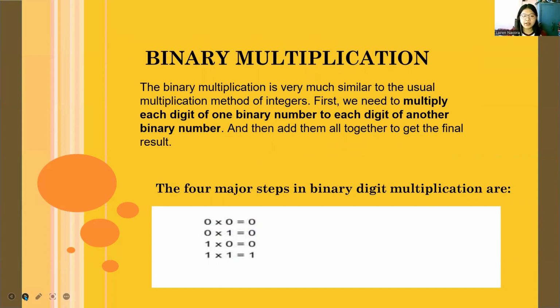The next is binary multiplication, which is very similar to the usual multiplication method of integers. First, we multiply each digit of one binary number by each digit of the other binary number, and then add them all together to get the final result. The four major steps in binary digit multiplication are 0 times 0 equals 0, 0 times 1 equals 0, 1 times 0 equals 0, and 1 times 1 equals 1.